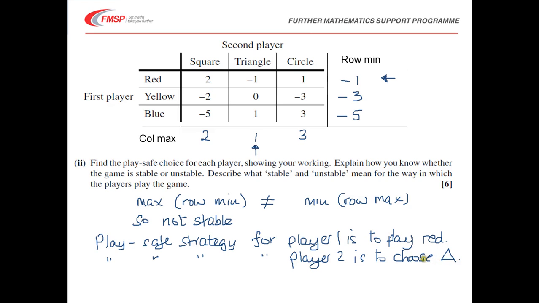And the next thing, describe what stable and unstable mean for the way in which the player plays the game. So in a stable game, playing the play safe strategy is always going to be the best strategy. So that is if we have a stable game. In our particular case, we don't have a stable game. Our game is unstable. So the play safe strategy cannot be best for both of them.